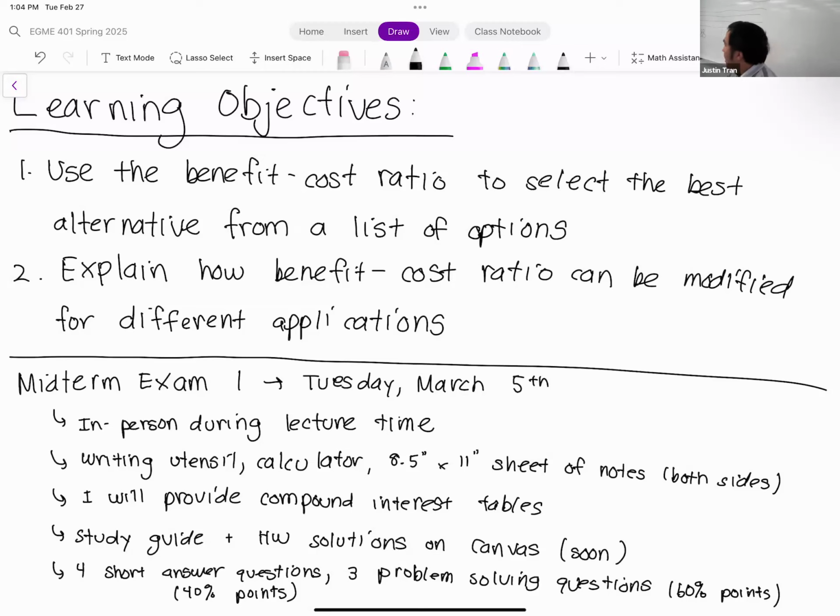Usually for this exam, time is not an issue. I haven't had students not completing the exam, because these problems just don't take very long. But always be aware of the time, and know that we only have the lecture time, 75 minutes, to complete the exam. All right, any questions on the exam for next Tuesday?